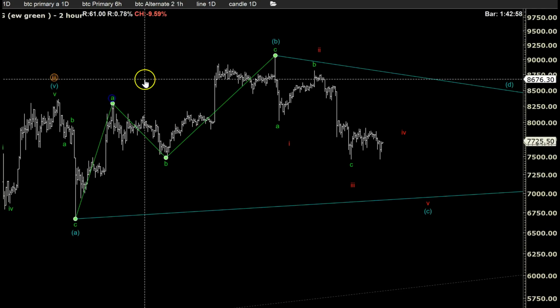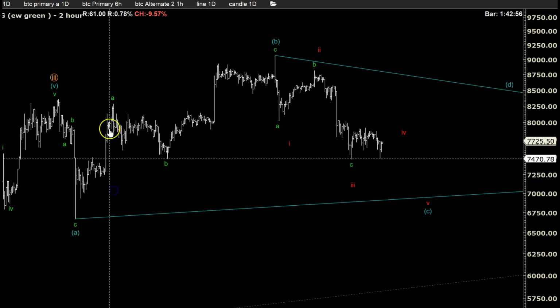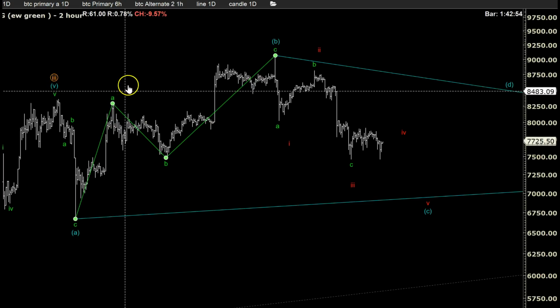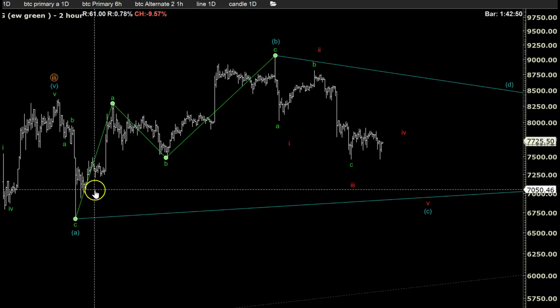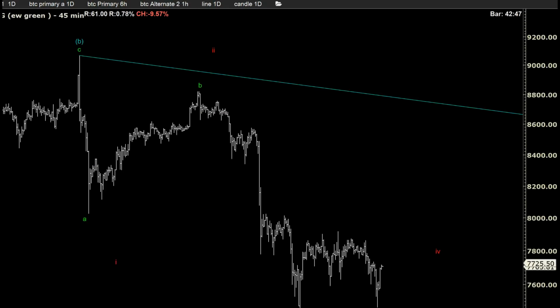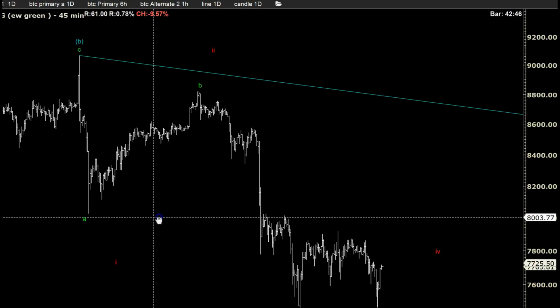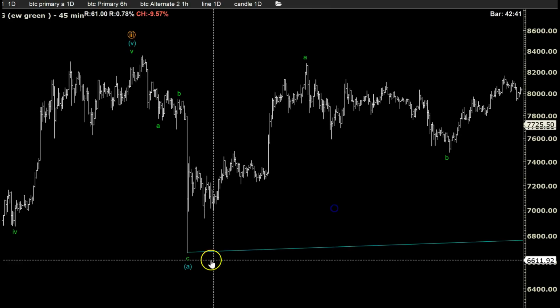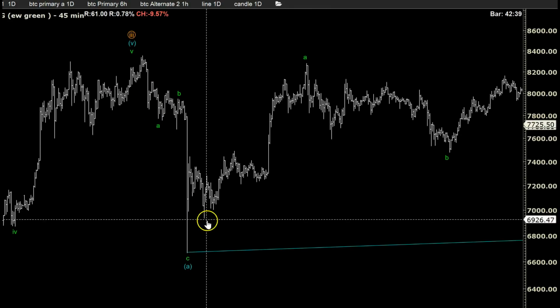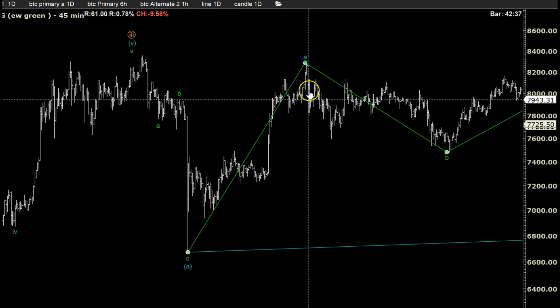Now let's look at this first leg and see if it subdivides, because this leg A is considered an impulse leg, so it's got to have 5 waves within it. So let's go inside to a 45-minute chart and look at that wave and see what's going on in there. So this was our first one down, which was the ABC, and now we're looking inside this one.